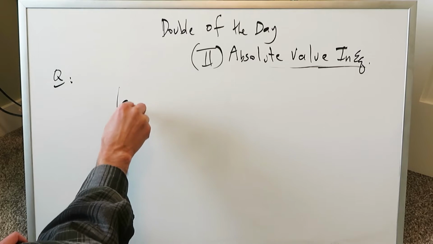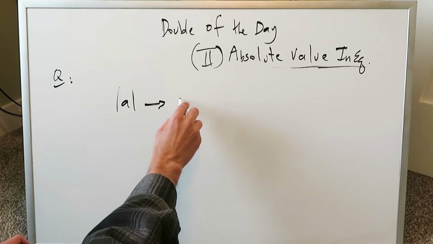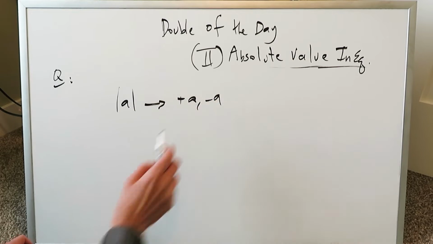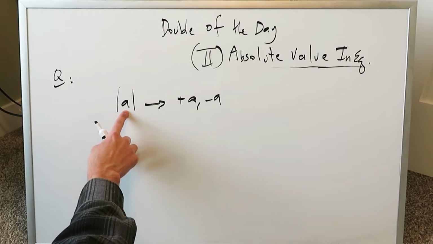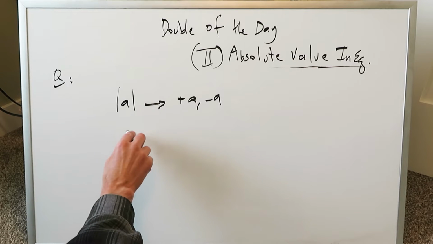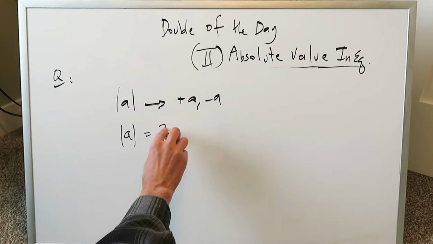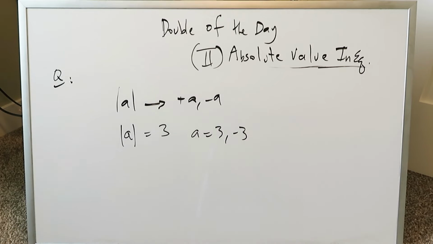A few ground rules have to be discussed before we do anything. If you have anything which looks like this, absolute value of A, you can open that up and it would look like positive A and minus A. That's just the nature of absolute value, because you can do a positive and a minus and it'll convert everything into a positive. What that means, if you're looking at something which looks like absolute value of A is equal to 3, then here A can equal 3 and A can equal minus 3.